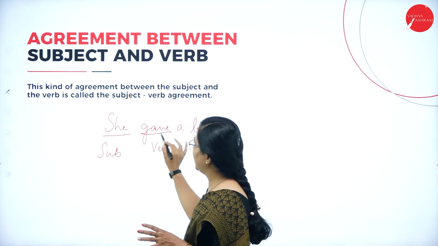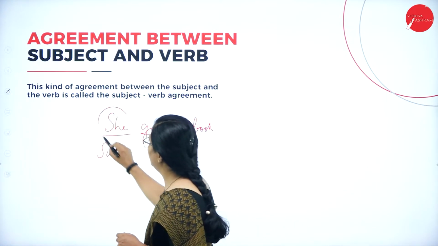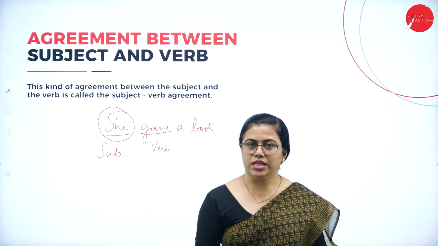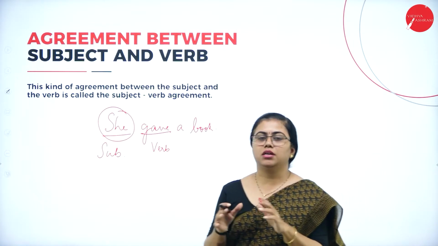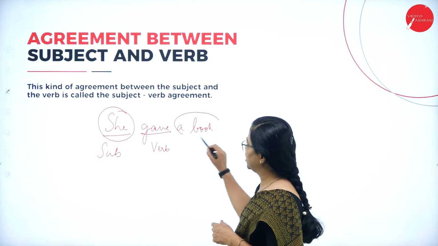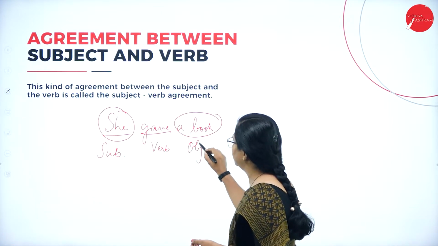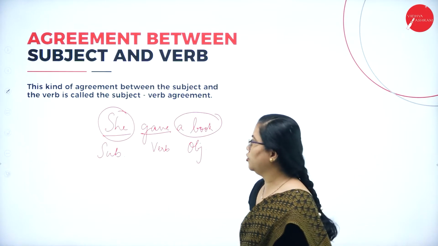So there should be an agreement between the subject and the verb. To begin with, whoever is the doer of the action, that is called the subject. It can be a living thing or it can be a non-living thing also. Basically, we consider whoever does the action. Whoever or whatever receives the action is called the object of the sentence. So you have to concentrate only on the subject of the sentence.